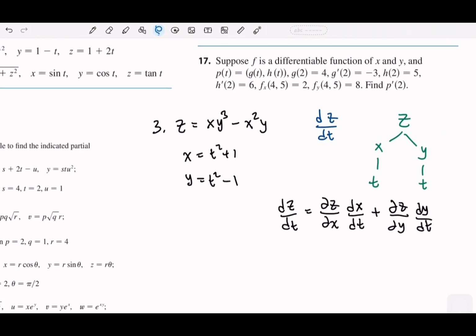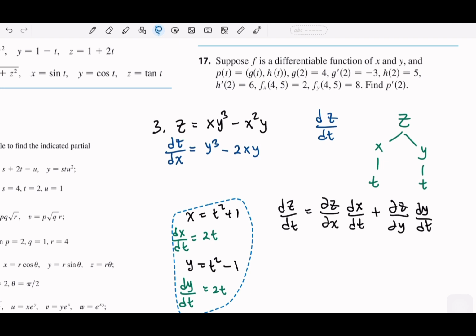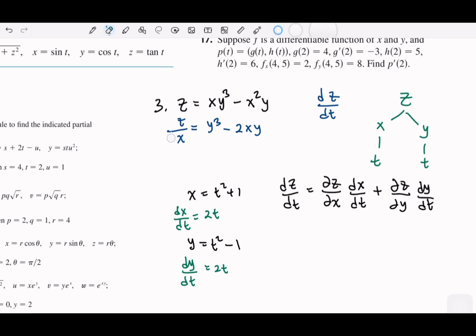We can start taking this. So dx dt is 2t, dy dt is also 2t. And maybe let me put this a little bit here. And maybe taking the dz dx. Okay, remember, x is the variable, then y is a constant. So we focus on x. So this is y cubed minus 2xy for x. And doing similar derivatives, this is 3xy squared minus x squared.